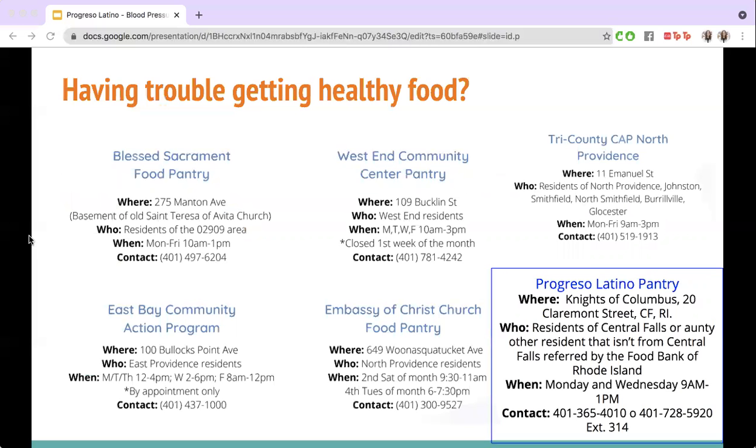And on the topic of food, I know that it can sometimes be hard to get healthy food. So I've listed here some different food pantries that you can go to if you are looking for food.